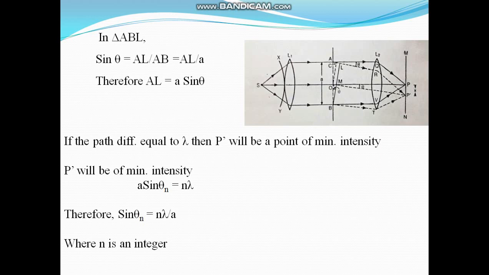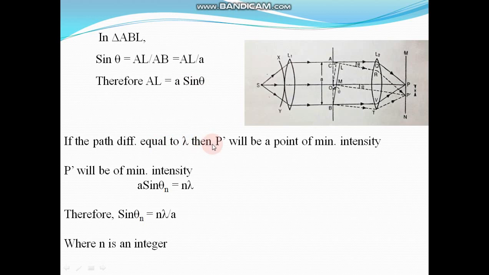To find the path difference between the waves traveling along AR and BT, consider triangle ABL. In triangle ABL, sin theta is equal to AL divided by AB, where AB is the slit width or the aperture size. So we can write AL is equal to a sin theta, where AL is the path difference between these two rays. So the path difference is equal to a sin theta.